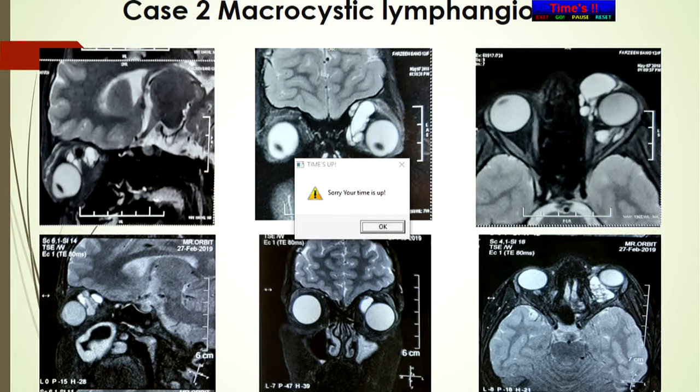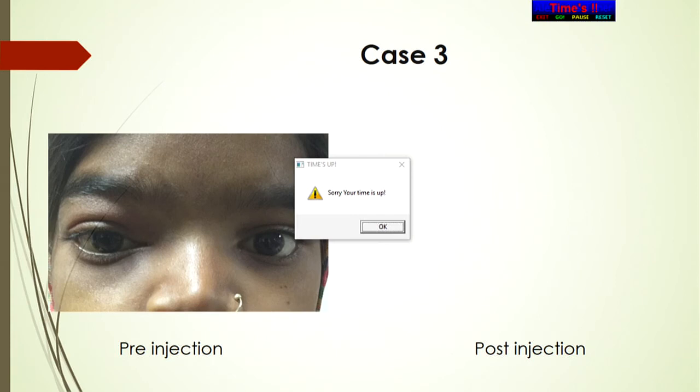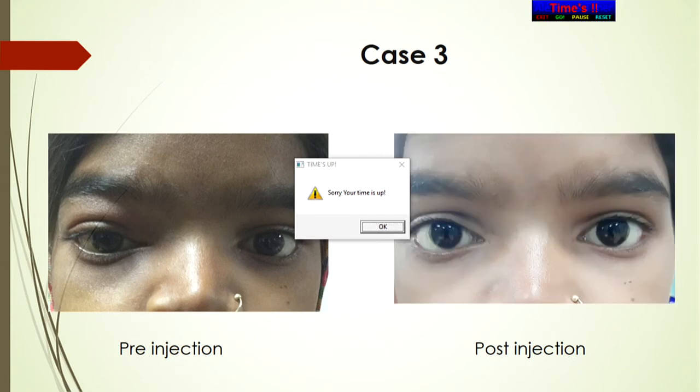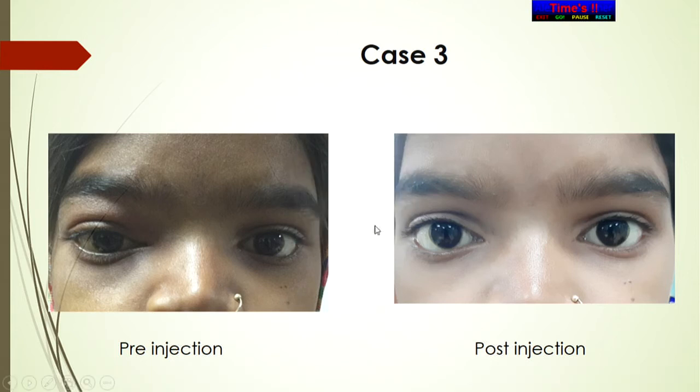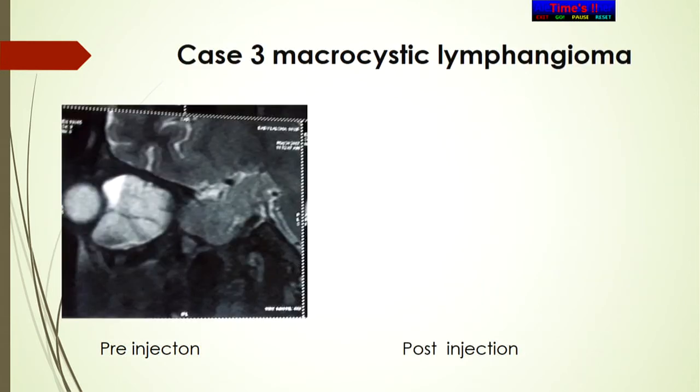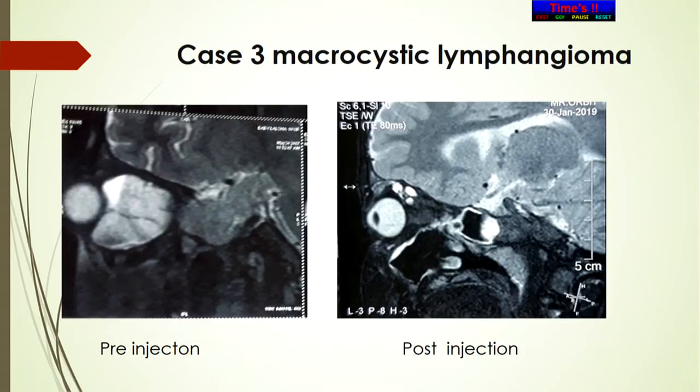Okay, so I think we'll just take the last few slides. Another patient showing both orbital and lid findings, the post-injection findings. The MRI, you can see a very dramatic reduction in the lesion on MRI.